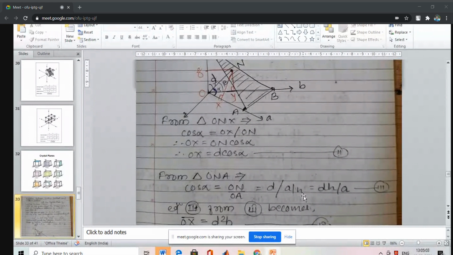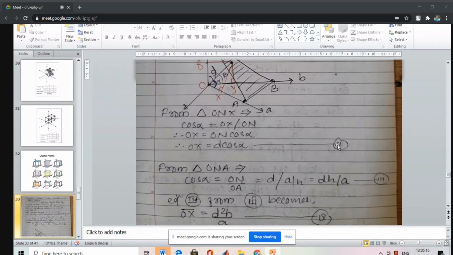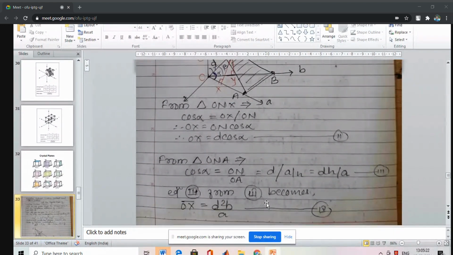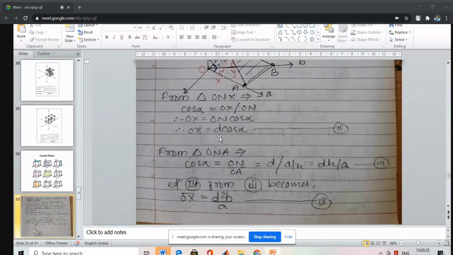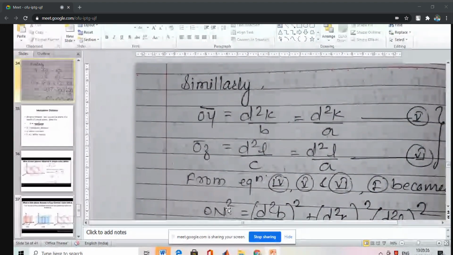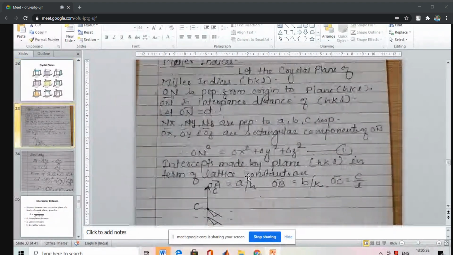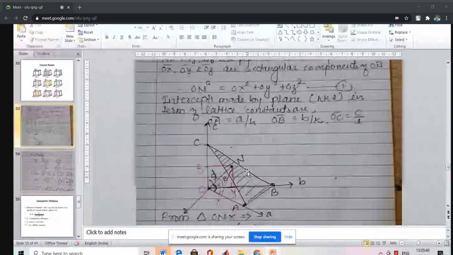So this will become A by H. Okay, and again cos alpha will become DH upon A. Okay, cos alpha is DH upon A. Say this is equation number 3. Then from equation 2 and equation 3, OX will become, see, it is already D cos alpha. So in place of cos alpha, if we put DH by A, then this will become D square H by A. Got it? Anyone? Understood? Yes.